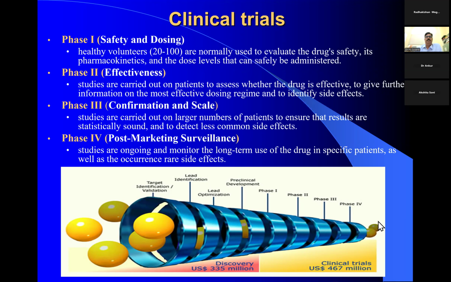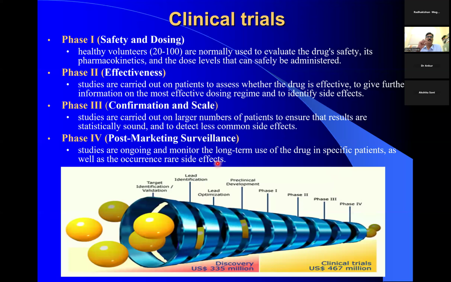Finally, in phase 4, once we get an approval, we enter into phase 4. It is a continuous process of post-marketing surveillance: the government has approved the drug and it is in the market, but studies are ongoing. We monitor the long-term use and effectiveness of the drug in a specific population, and try to look for rare side effects.